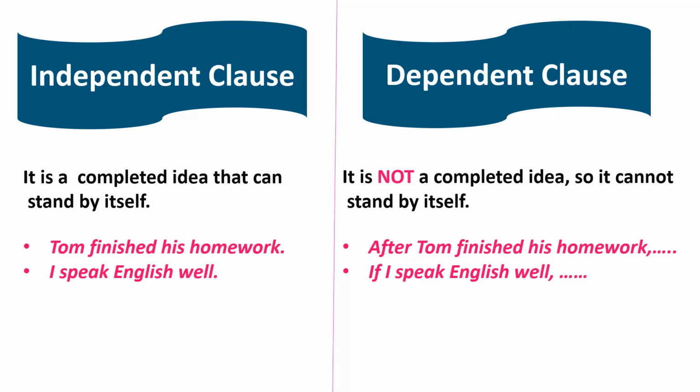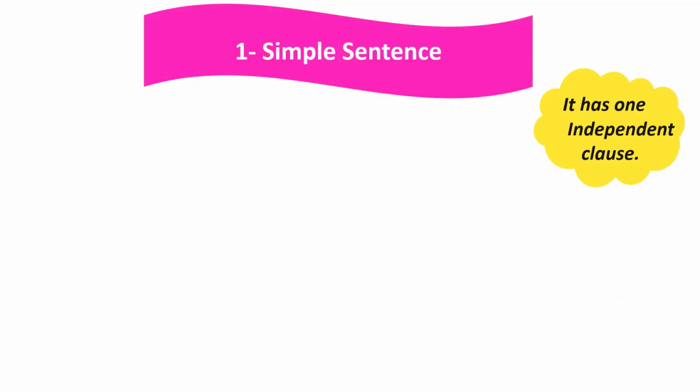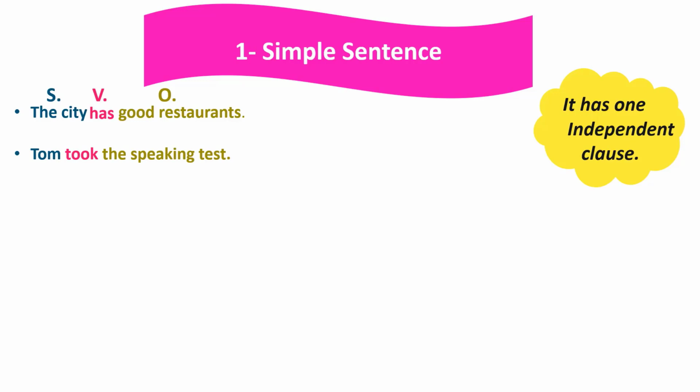Let's move to our first type, which is the simple sentence. A simple sentence is made of one independent clause. For example, the city has good restaurants. The city is the subject. Has is the verb. Good restaurants is the object. And you can understand it. It doesn't need any other part. Tom took the speaking test. Tom is the subject. Took is the verb. The speaking test is the object.